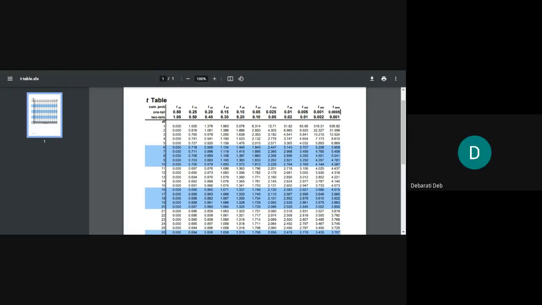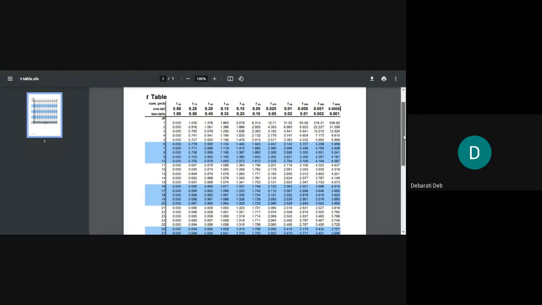In the column portion, that is in the first column, you can see degrees of freedom, right? DF, degrees of freedom. So in degrees of freedom, you will have to go till 19 because in our problem the degrees of freedom is 19, right? So you will go till 19 and see at the top, some t values are written, no? 0.50, 0.25, 0.20 for one tail.